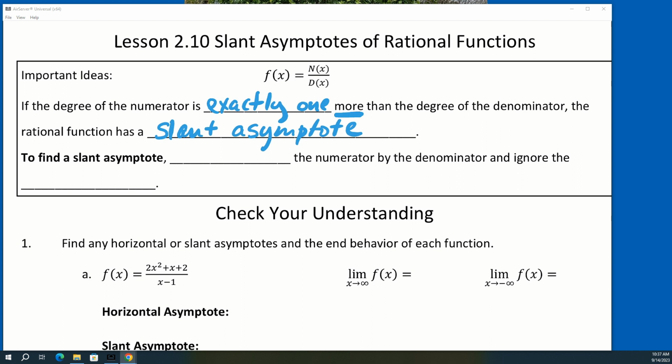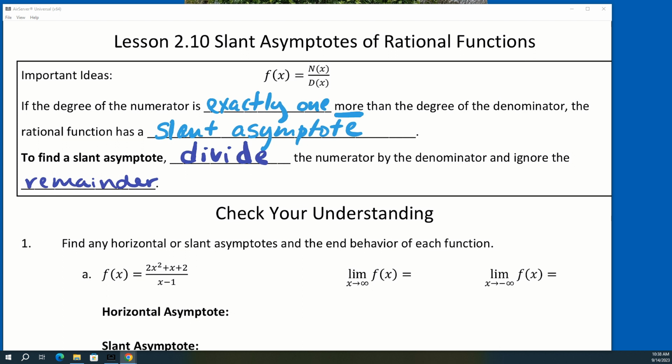So if the numerator's degree is more than the denominator's degree, can there be a horizontal asymptote if the numerator dominates? There's not going to be a horizontal. Sometimes when there's not a horizontal, there's a slant asymptote, but the numerator has to be exactly one more than the denominator. To find the slant asymptote, you divide the numerator by the denominator, and you ignore the remainder.